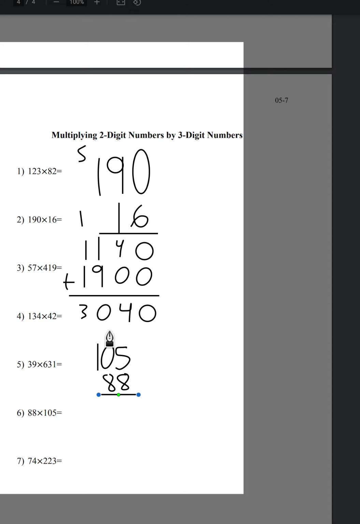Okay, 5 times 8 equals 40, and then 8 times 0 would be 0, but there's a 4, so you carry the 4, and 8 times 1 equals 8. And then you use this as a placeholder. This would be 40, because you multiplied 5 with 80, then you carry another 4, and 8 times 0 equals 0, but you carry the 4, and 8 times 1 equals 8. If you add these together, you should get 9,240. All right, that's all.